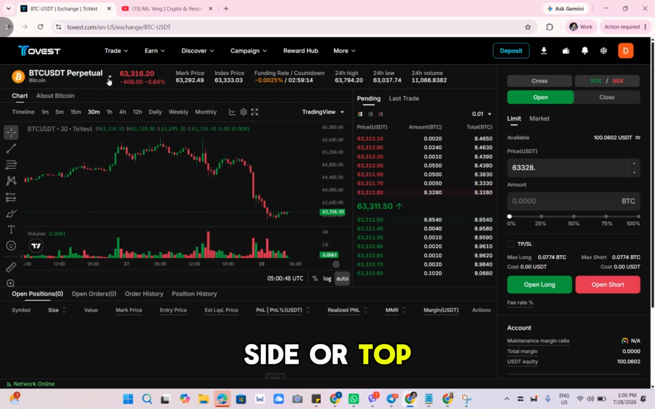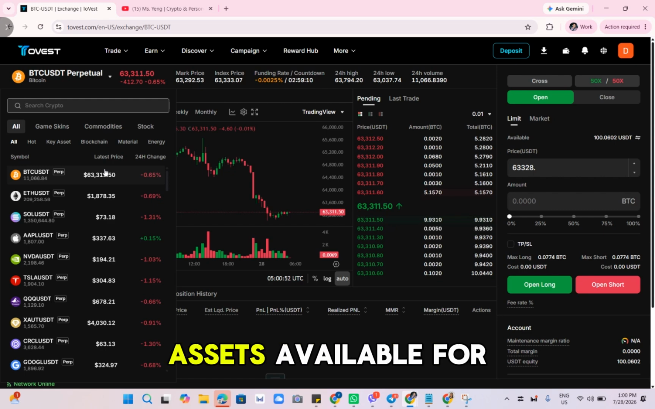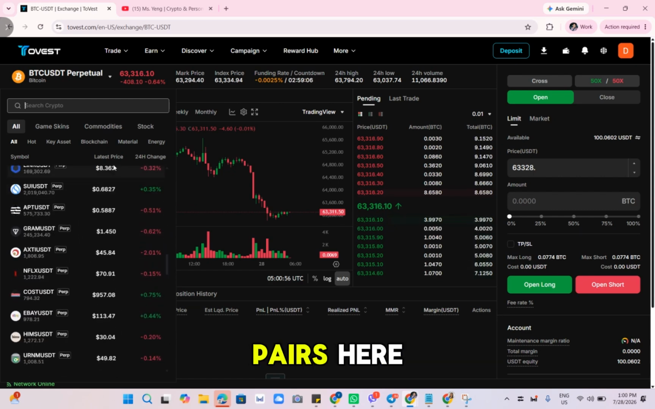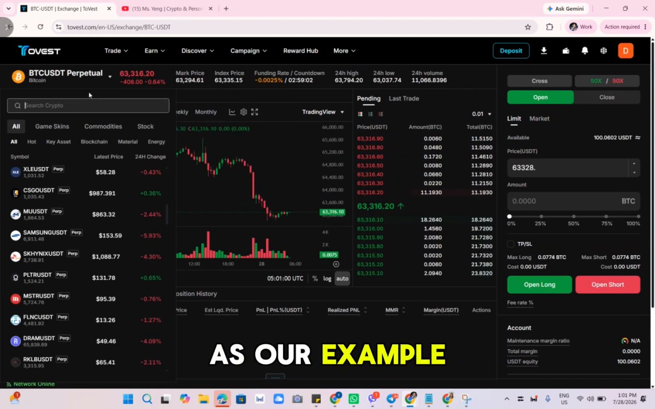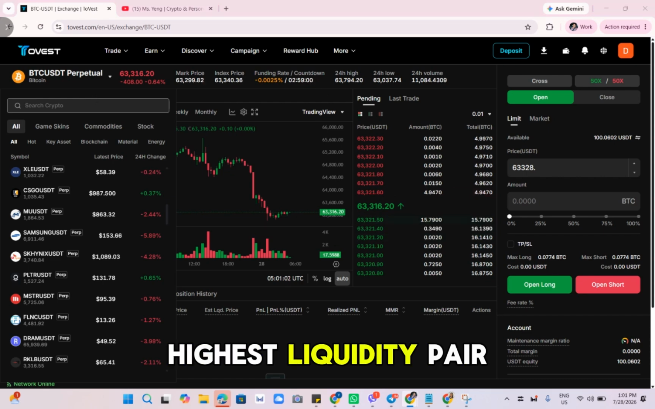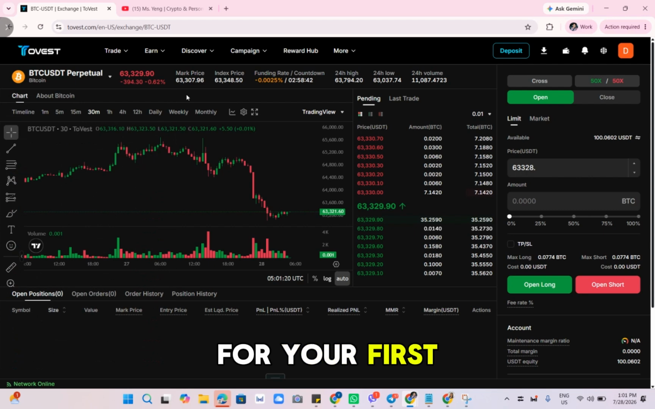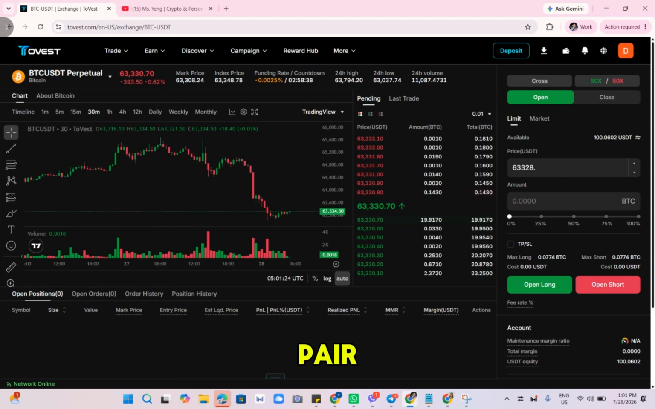On the left side or top of the interface, you'll see the pairs list. These are the assets available for futures trading on Tovest. There are many pairs here. I'm going to use BTC USDT as our example because it's the highest liquidity pair on virtually every futures exchange. For your first futures trade, always start with a high liquidity pair. Don't learn the mechanics on a low cap token.